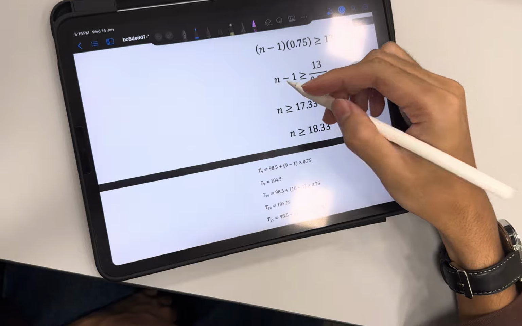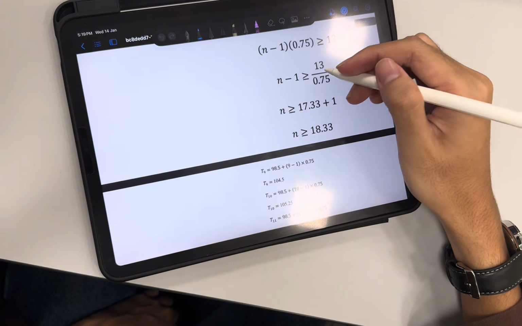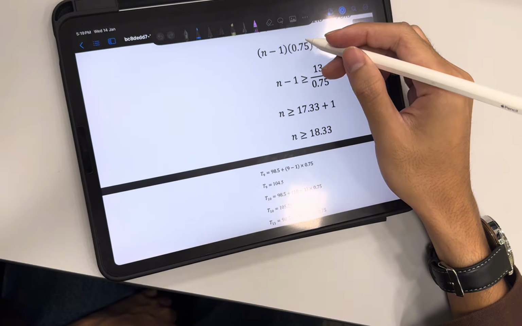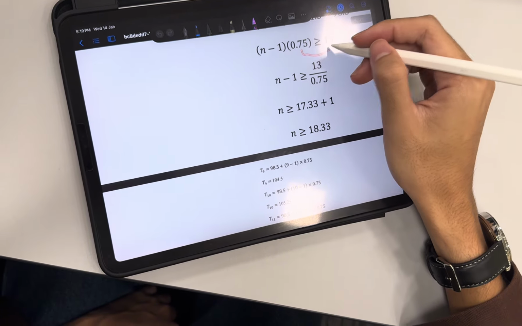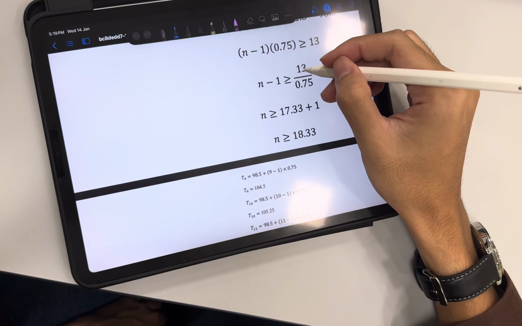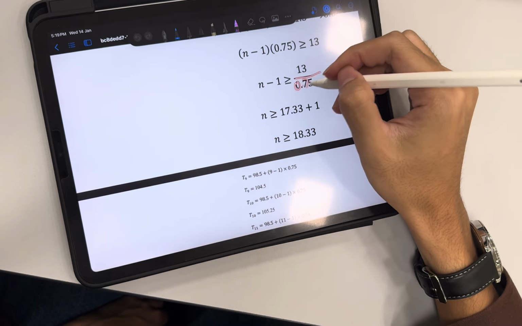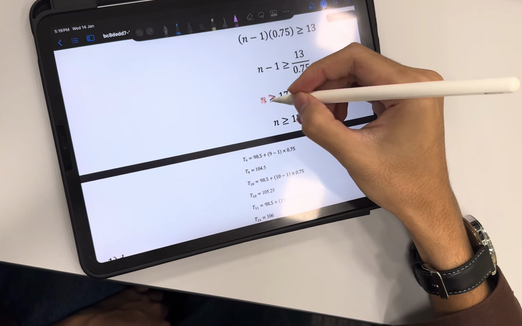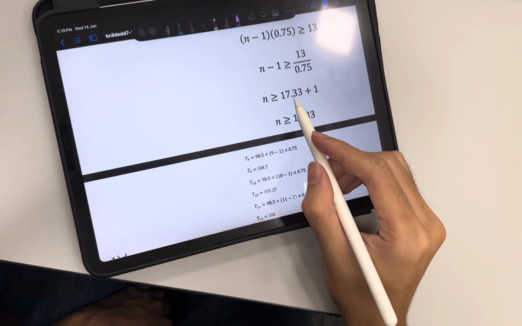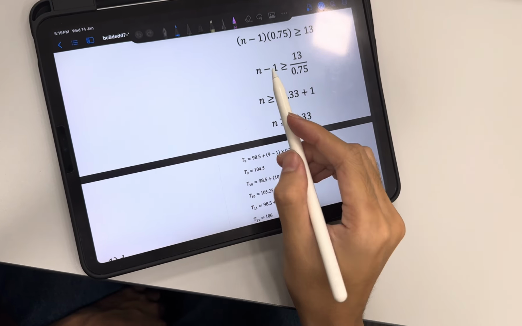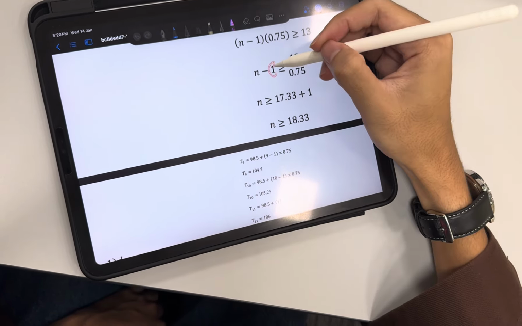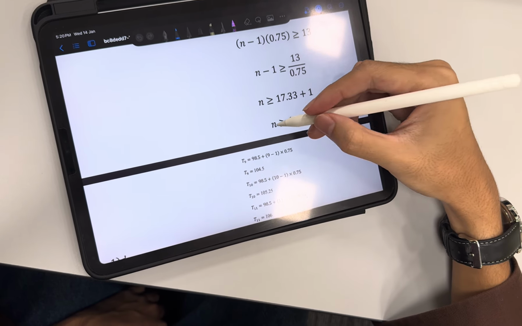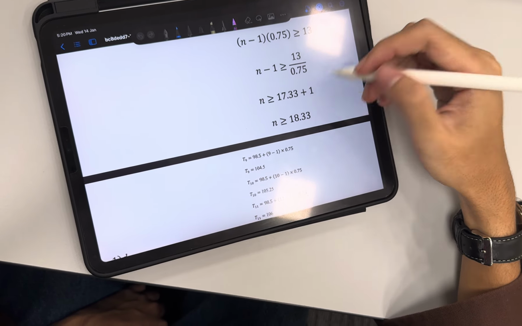So n minus 1 greater than 13 over 0.75. The 0.75 will be transferred to the right side. It will be 13 over 0.75. So next, n greater than 17.33. The 1 will be transferred to the right side, so it will be plus 1. So n greater than 18.33.